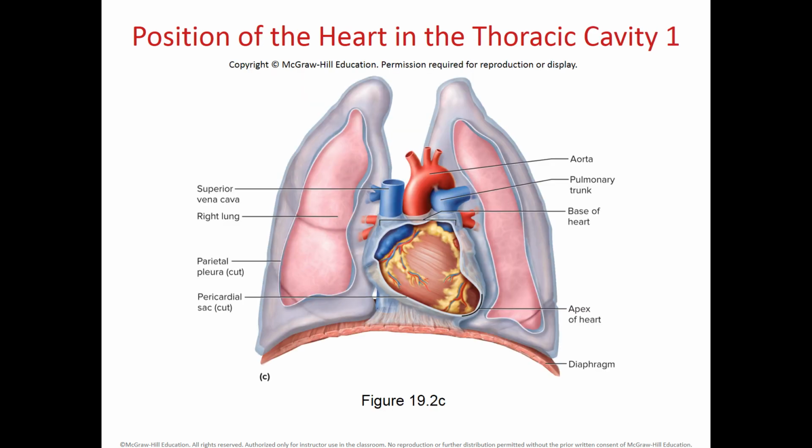So this is the position of the heart within the thorax. Here we have, of course, the two lungs. This is the diaphragm, and this area in between the lungs is called the mediastinum. This will be the base of the heart that faces superiorly toward the right side. This is the right lung, and this is the left lung. And here we have the apex, which faces inferiorly and to the left. If you are projecting the heart onto the thoracic wall, the apex of the heart will be located at the fifth left intercostal space at the midclavicular line.